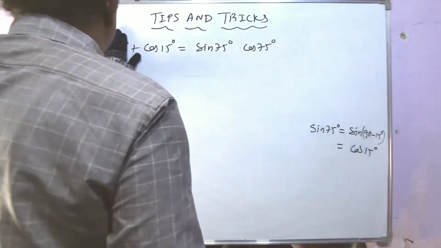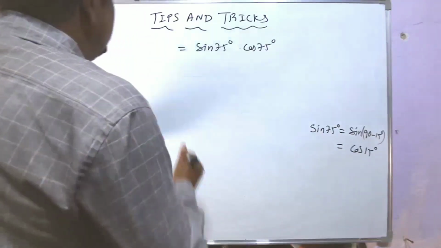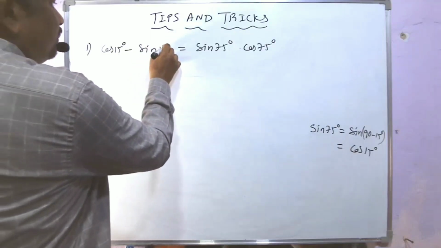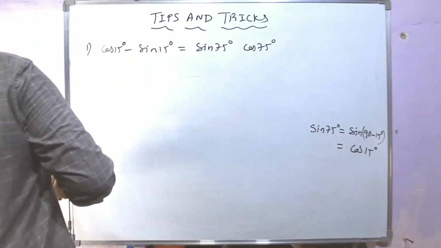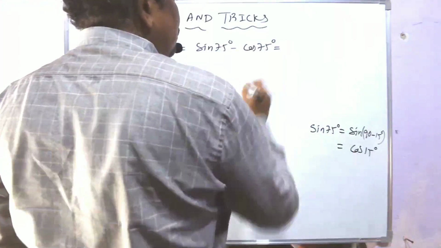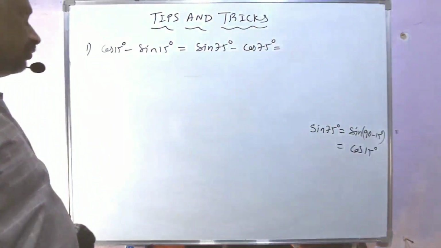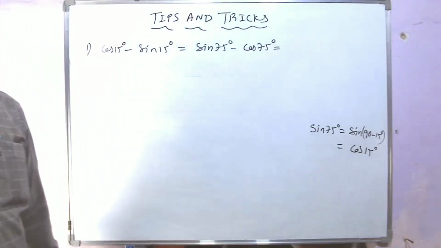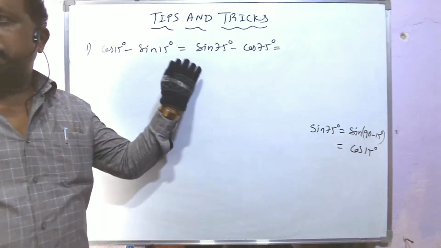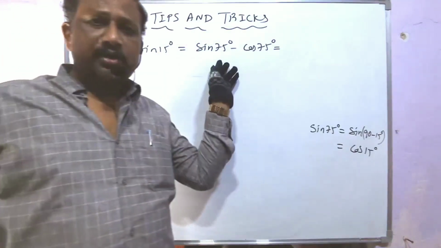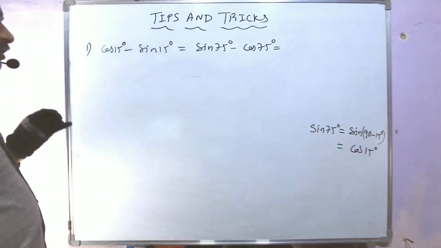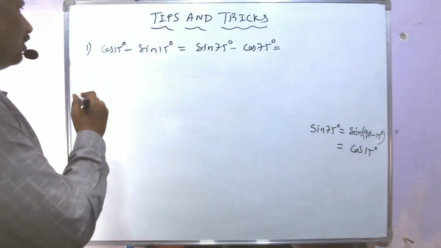Cos 15 minus sin 15 degrees. In the same way, sin 75 degrees minus cos 75 degrees. This value, what do we get, let us see. Cos 15 degrees minus sin 15 degrees is equal to sin 75 degrees minus cos 75 degrees. So now substitute those values. What do we get here, let us see.